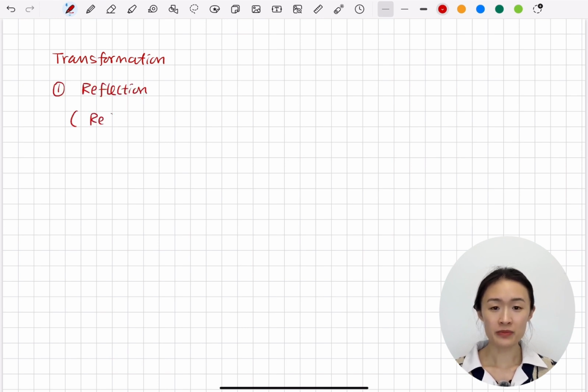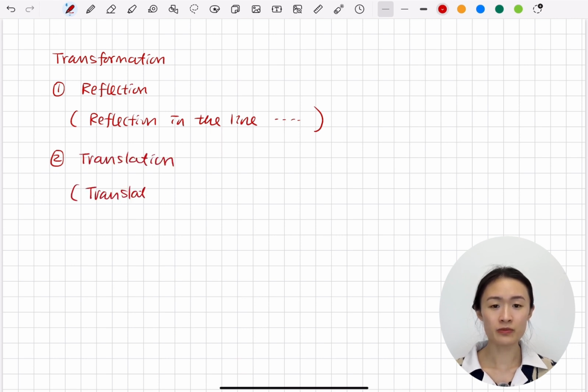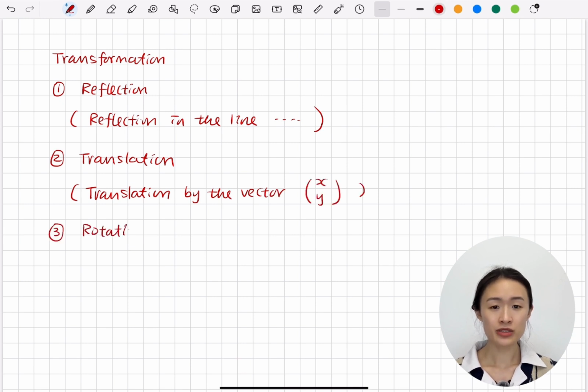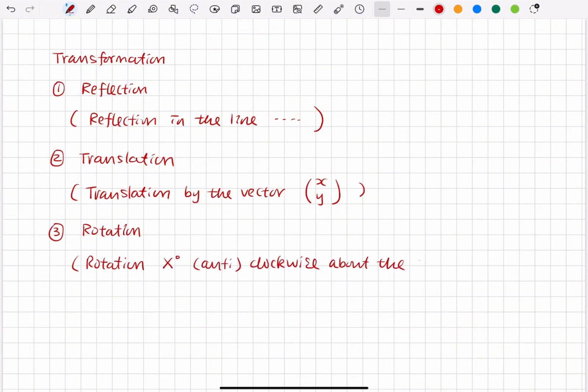So when we are describing reflection, we say reflect in the line, and then we will write down the equation of the line. The second one is translation. So when we are describing it, we say translation by the vector, and then we write down the vector. When we are describing rotation, we say rotation certain degrees, clockwise or anti-clockwise, about the center, and then we write down the coordinates of the center.